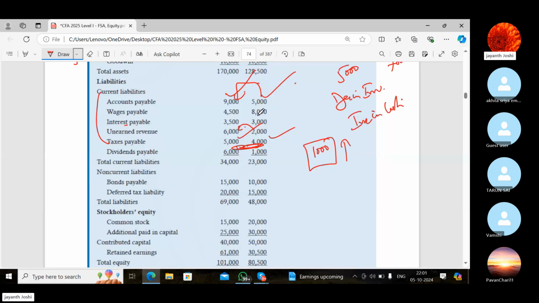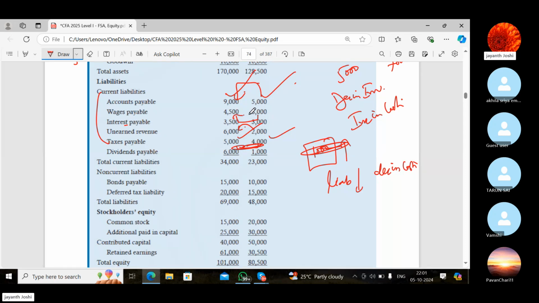So 8,000 was my wages liability. Now my liability is 4,500. That means my liability has decreased, and that means a decrease in cash. I made the payments. So see the difference. How much will be the difference?